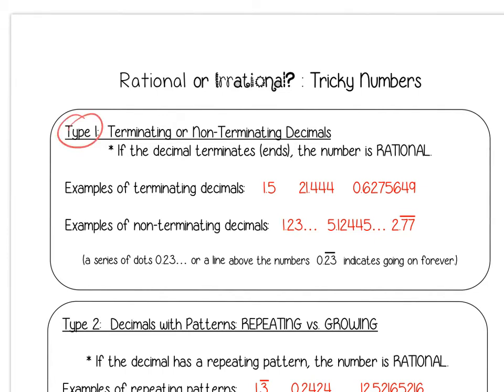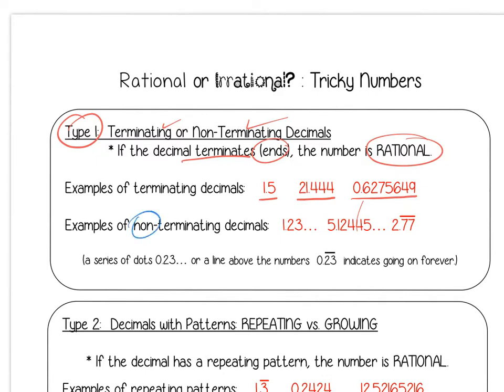It's a terminating or non-terminating decimal. If the decimal terminates, ends, the number is a rational number. So here are some examples of terminating decimals, like 1.5, 21.444, and it's done. And then here is another one right here. So these are examples of terminating decimals.